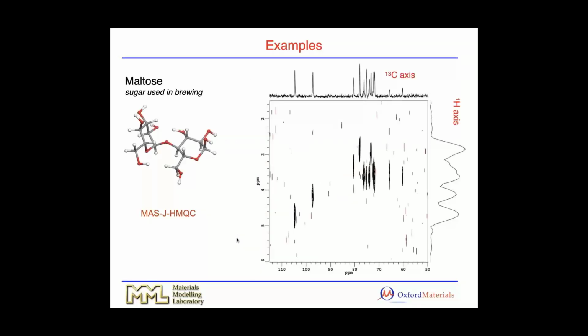Why is that so particularly important? So here's an example. This is a two-dimensional NMR spectrum recorded on maltose, which is a sugar disaccharide used in brewing. And this is a 2D correlation spectrum. So the cross peaks here: on the horizontal axis you get the carbon frequencies, and on the vertical, you get the hydrogen, the proton frequencies. And the cross peak happens when you have carbons bonded essentially to protons. So this is picking out all the CH pairs in the sample.